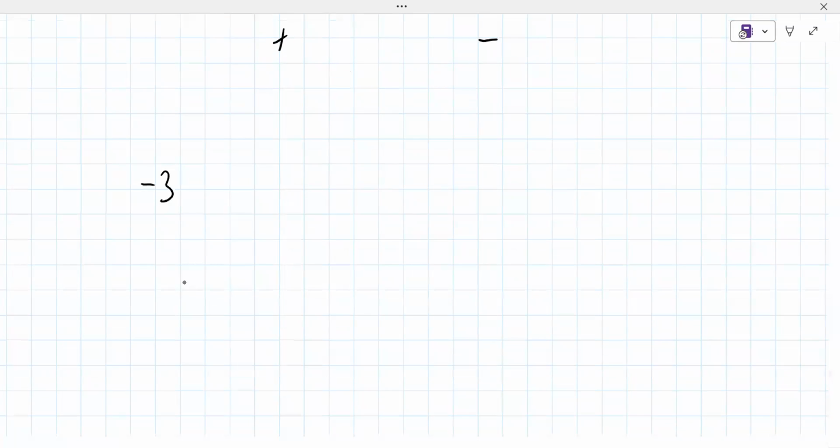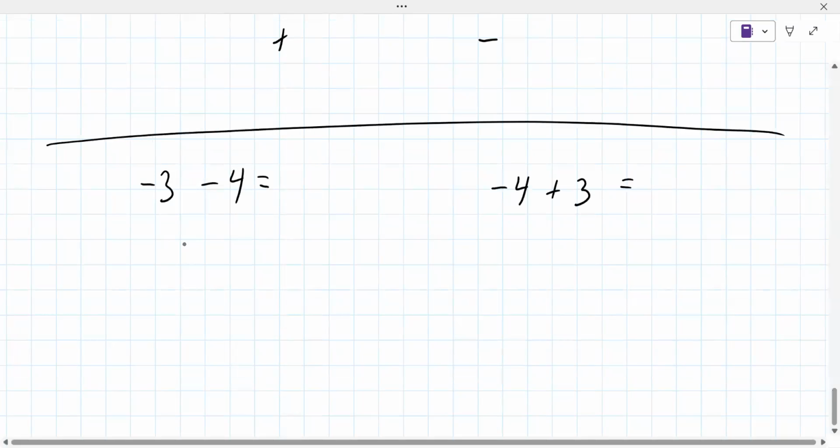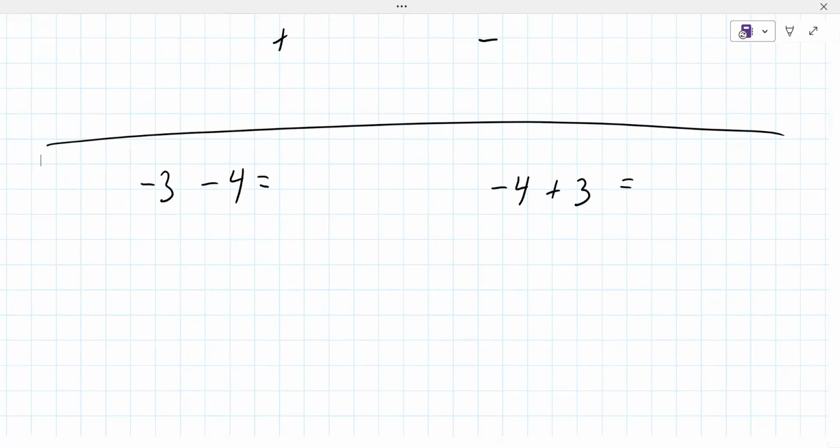Let's go -3 minus 4, and -4 plus 3. Go ahead and see if you can work these out, please. And -4 plus 3. Same sign. For the first one, I got -7, and for the second one, I got -1.